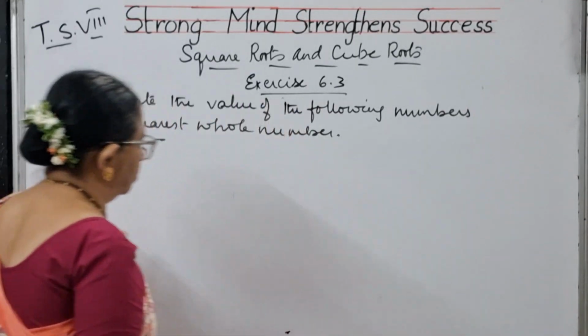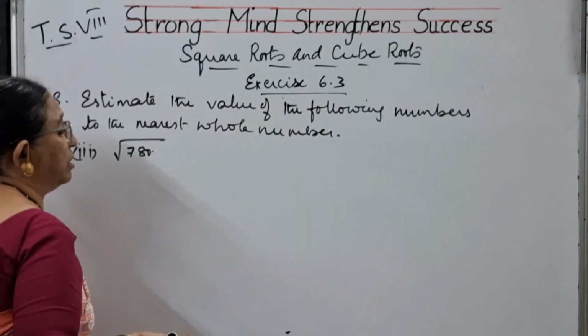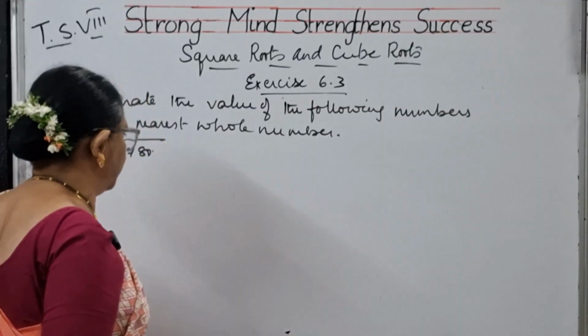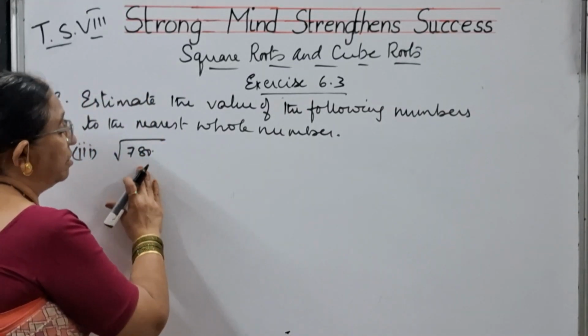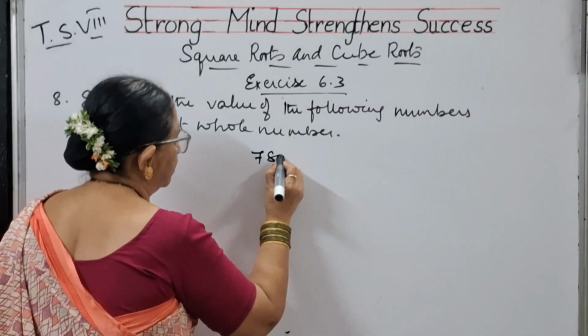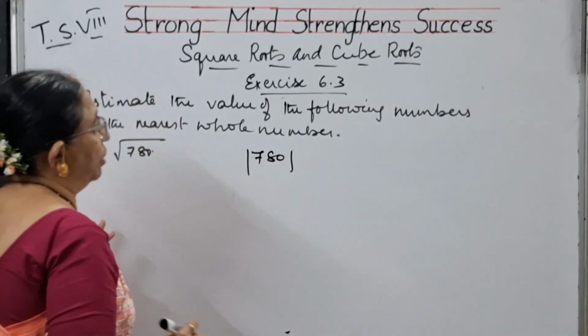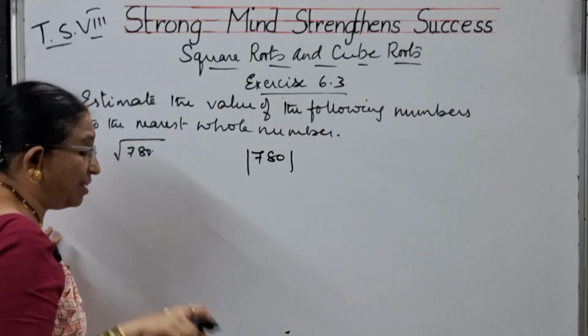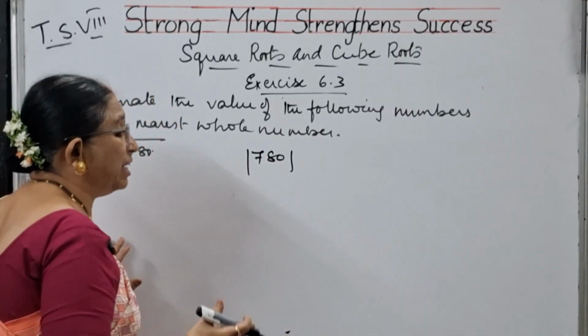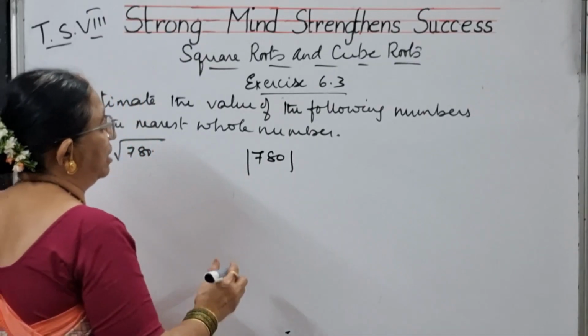So trial and error methods we would have to do. Instead of doing that, which is very tedious, let us find the square root of this. And we know that 780 is not a perfect square. So let us find out which number is nearest so that it becomes a perfect square. The nearest whole number, which is it, let us see.